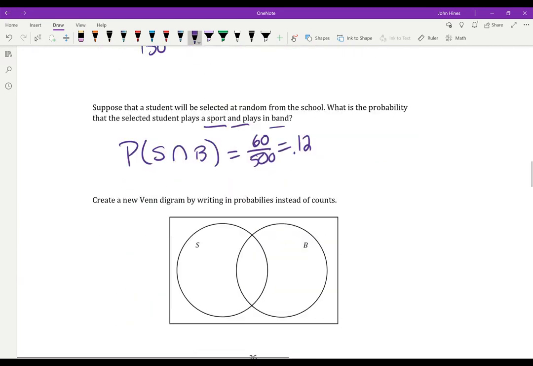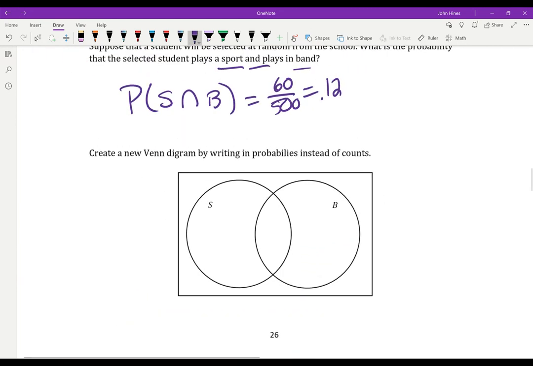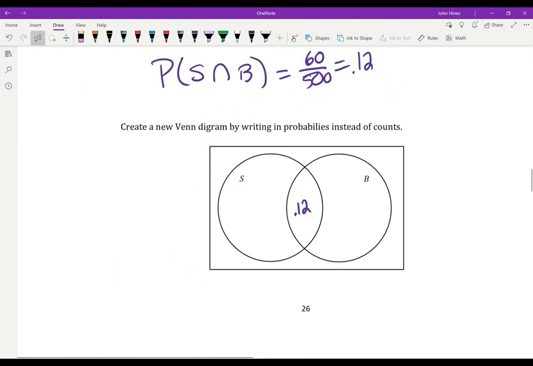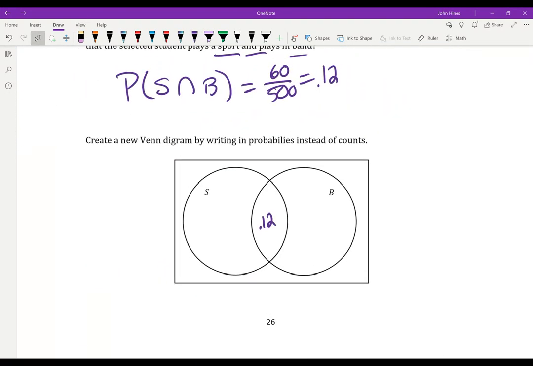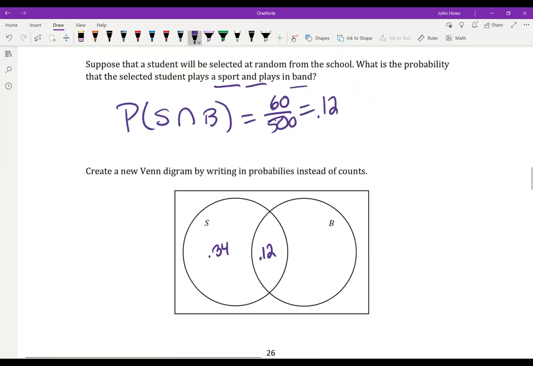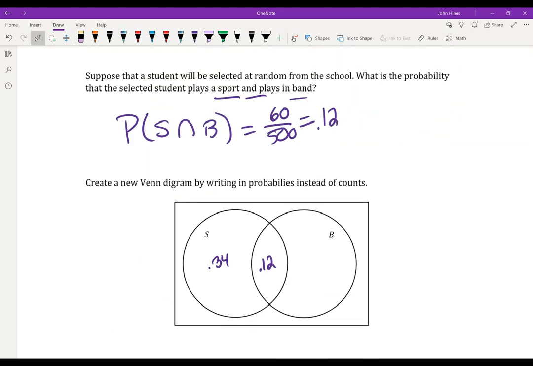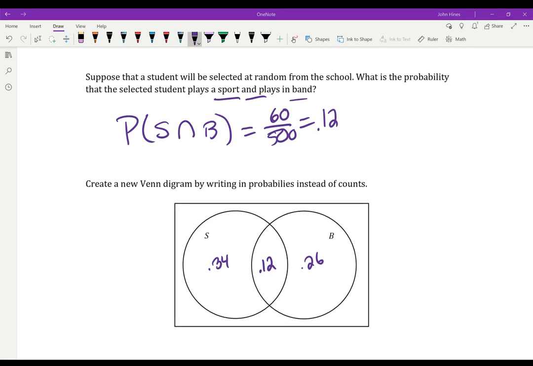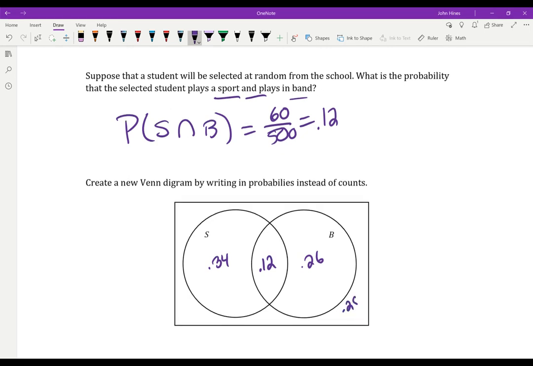So instead of talking about kids, let's make a Venn diagram for probabilities. So that 0.12 goes right there in the middle. 0.12 of them are sports and band. It's much easier to work with probabilities because it kind of takes care of everything. So 170 divided by 500 is 0.34. 130 divided by 500 is 0.26. And 140 divided by 500 is 0.28.